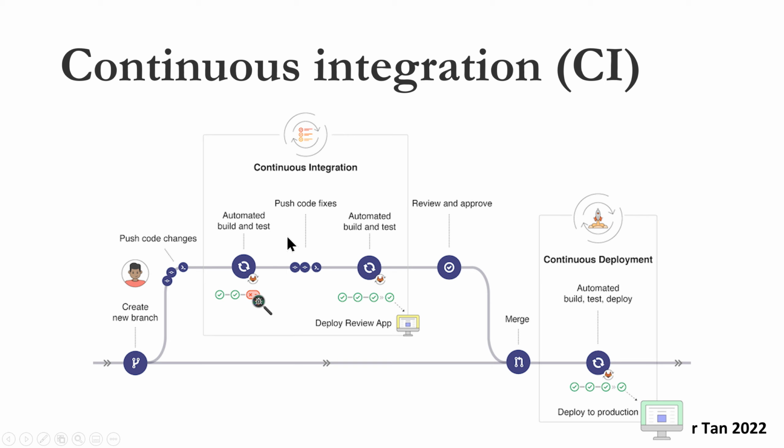And if there's any problem during the build process or during the testing, a notification will be sent either to the developer or to the project manager. So straight away, we will know that something is wrong. That is the very important quality aspect of CI in a CI/CD pipeline.